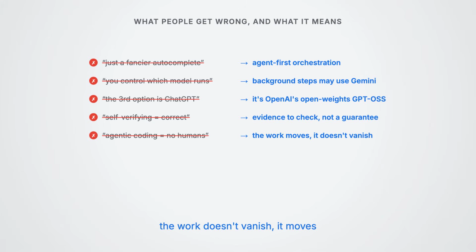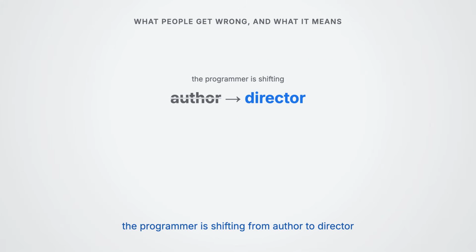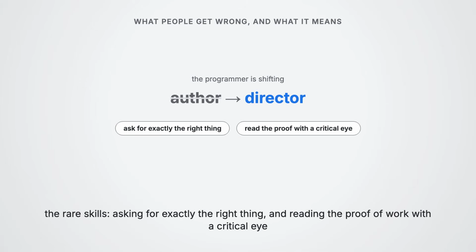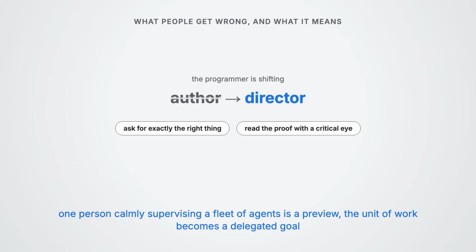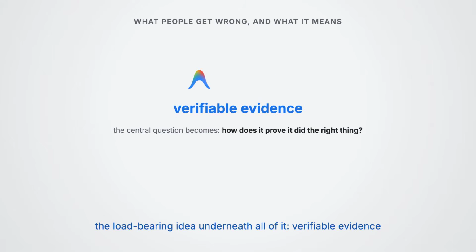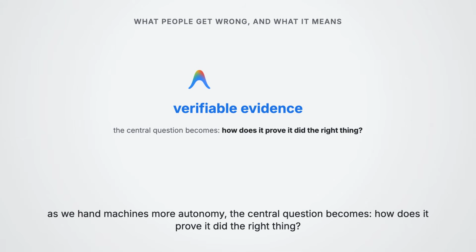So step back. The programmer is shifting from author to director, and the rare skills become asking for exactly the right thing and reading the proof of work with a critical eye. One person calmly supervising a fleet of agents is a preview of where software work is heading, where the unit of work becomes a delegated goal. And the load-bearing idea underneath all of it is verifiable evidence. You can only trust without rereading everything if the agent shows you proof you can inspect. So as we hand machines more autonomy, the central question becomes, how does it prove it did the right thing?